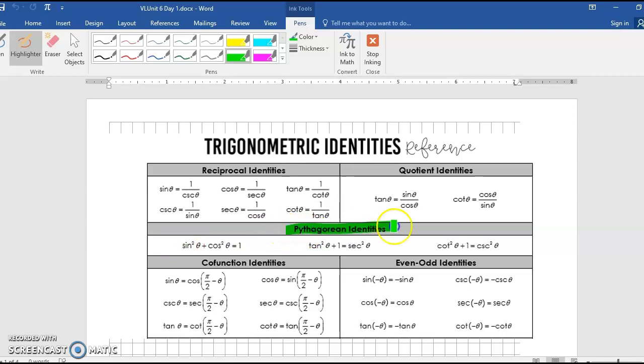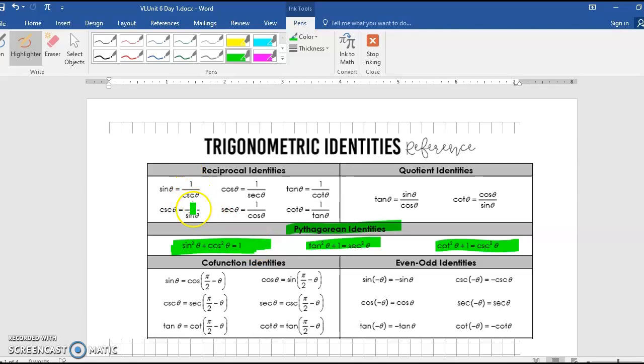These are called Pythagorean identities because they are derived from the Pythagorean formula. The main one is sine squared theta plus cos squared theta is equal to 1, and the other two can actually be derived directly from here. So let's see how that happens.